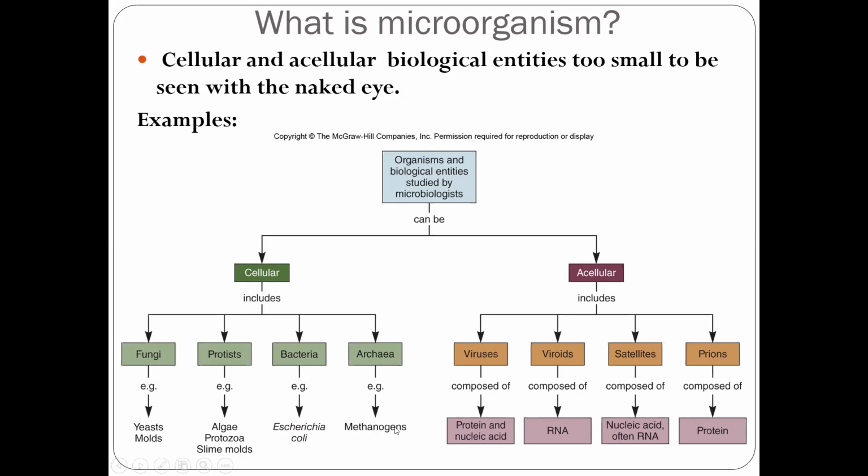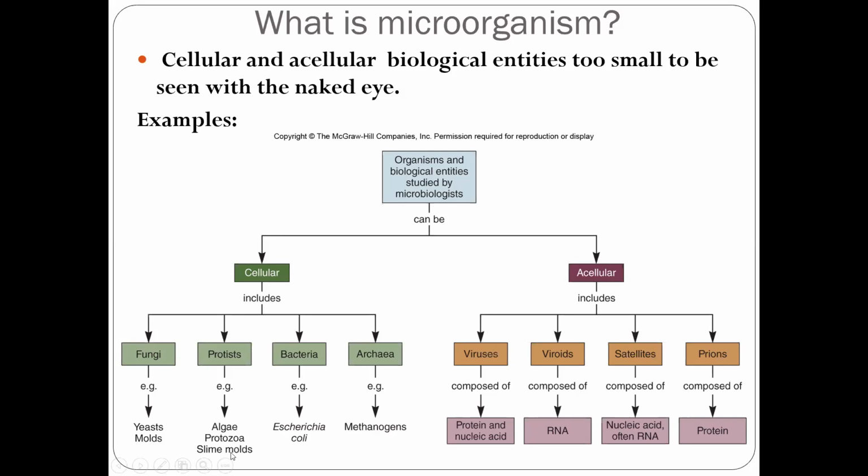Methanogens. This is responsible for most of the methane gas generated in the whole world. Now protists, including protozoan, algae, and slime molds. Now protozoan we already mentioned, like Toxoplasma gondii, that is the example. Now algae, that is responsible for 75% of the oxygen in the world.